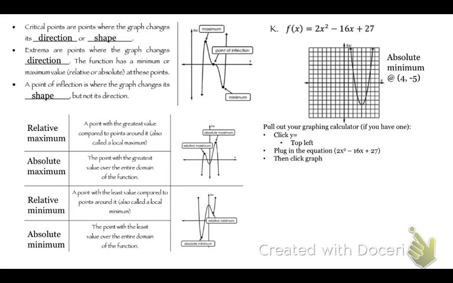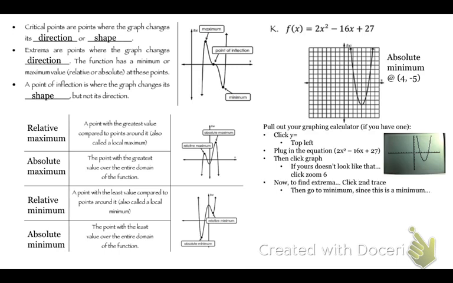If you have a calculator, I'm going to go over this in class also, but pull it out and do this with me so that you can be ahead of the curve, okay? So click y equals in the top left and plug in the equation 2x squared minus 16x plus 27 and then click graph. And you should pull up this graph right there. It should look like that. Now, if yours doesn't look like that, click zoom 6. It'll fix it.